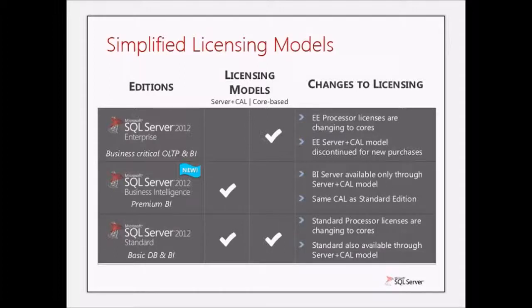Then the new product in the family, I guess, the way to think of it, because it is new, is the BI Edition. It only is licensed in the server and CAL model. No core model for BI. So really it's a way for our smaller customers to get the power of things that are in the Enterprise Edition and be able to buy it, again, at a scalable rate, in the server and CAL model that might work a little better for them than a core model would for Enterprise.